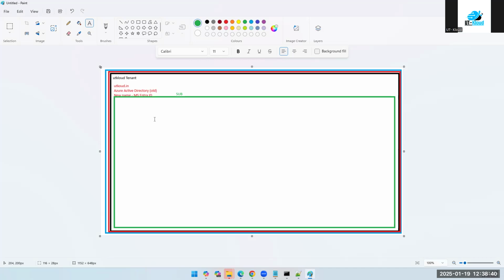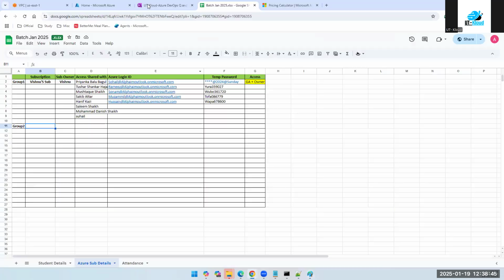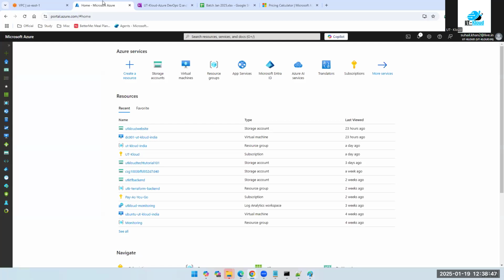Next is pay as you go. Pay as you go is very simple. I'll just open my Azure portal and show it to you. By the way, what do you think? Under one email address or under one tenant, can we have multiple subscriptions? Yes, you can.